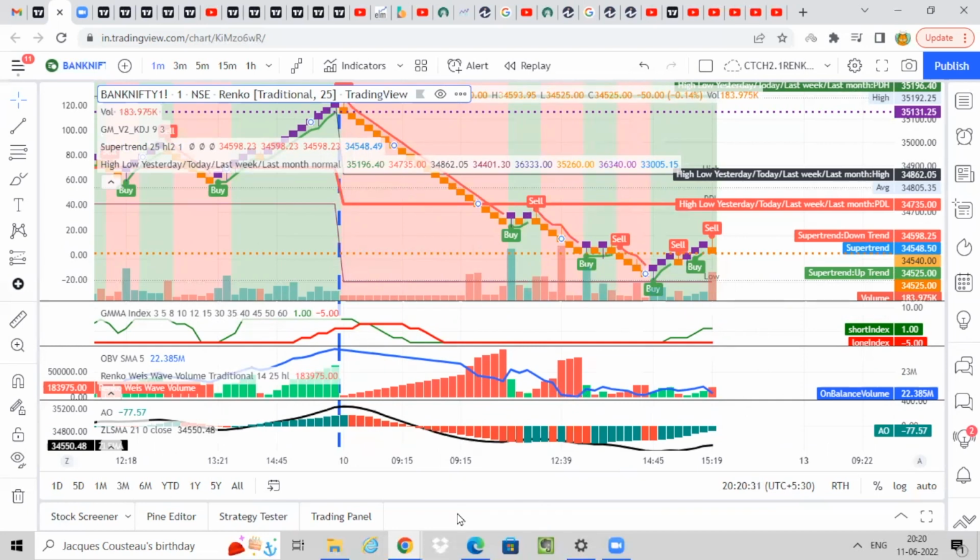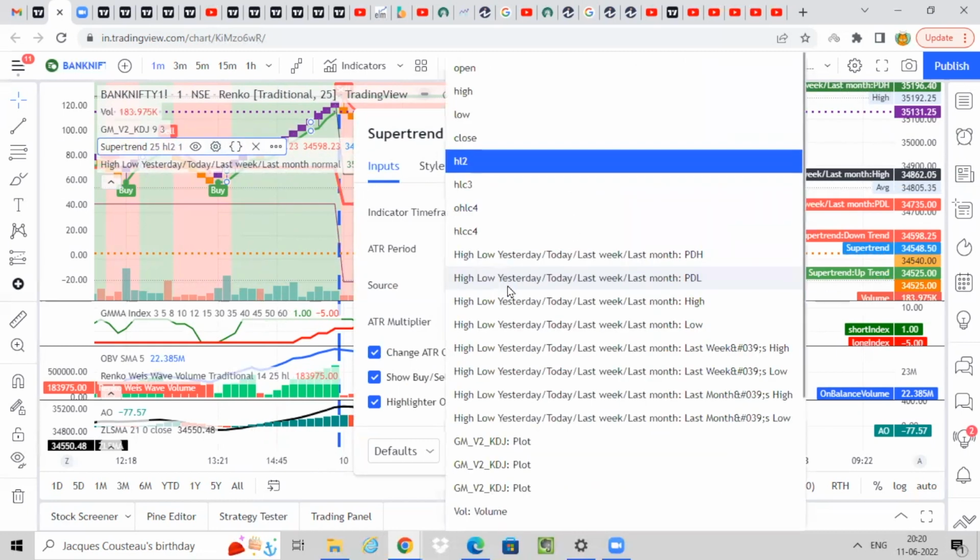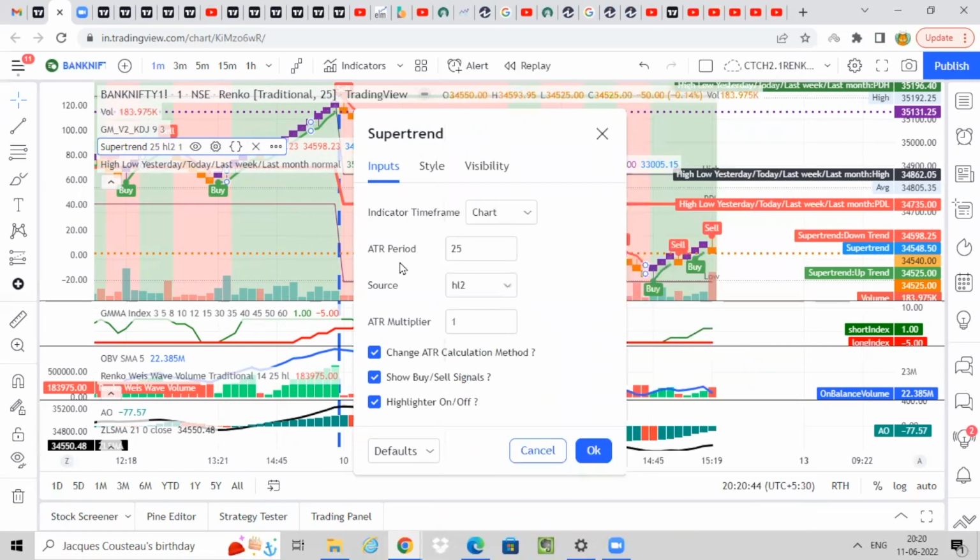Just one sec, Nilesh, go to the super trend input. So this is ATR 25 with HL2 source, right? Okay, got it. Nilesh, don't move much because it's going to be recorded. Change the ATR calculation method. I've ticked show buy signal highlighter on and off.